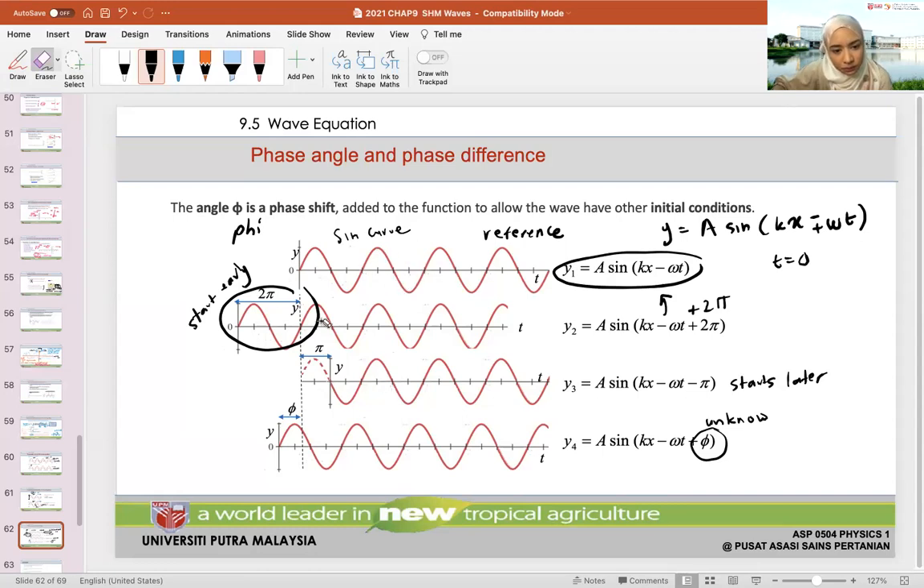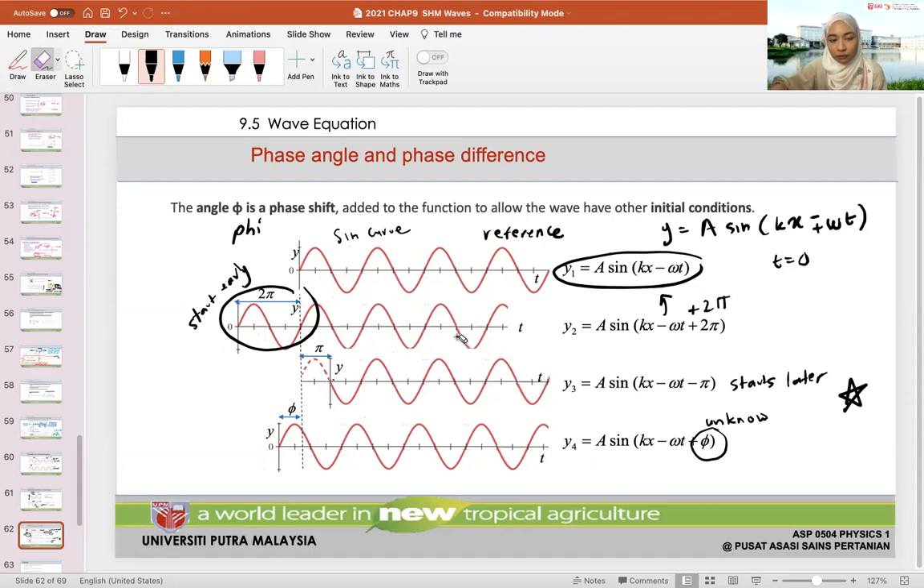Wait a moment. It should have the same shape as the reference. So this actually should be like this, because it starts late, right? Like that. I'm going to double confirm on this one. I'll check back on this. But I'm quite sure I'm correct. But we don't know, maybe I'm just going to check later.